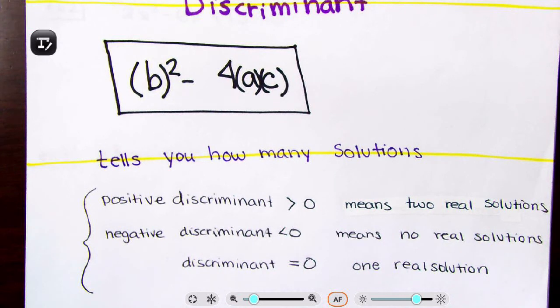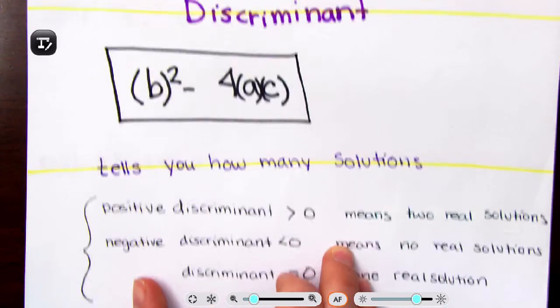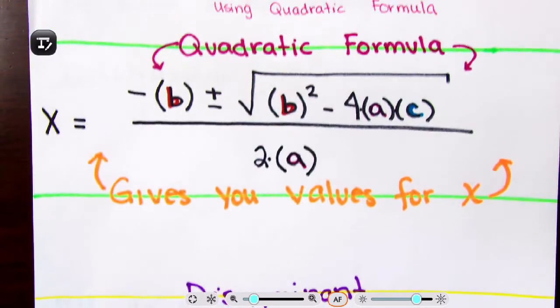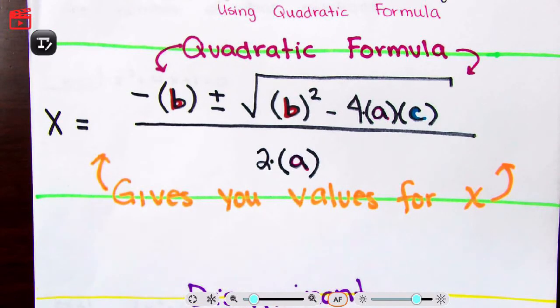If you have a negative discriminant, that means you have no real solutions. Now, if your discriminant is 0, that means you're only going to have one real solution. Again, the discriminant does not tell you what the answer is. It just tells you how many answers you will get. In order to find the answer, you will need to use the quadratic formula. The quadratic formula will tell you what the answer is.